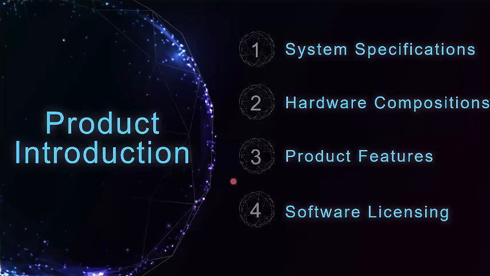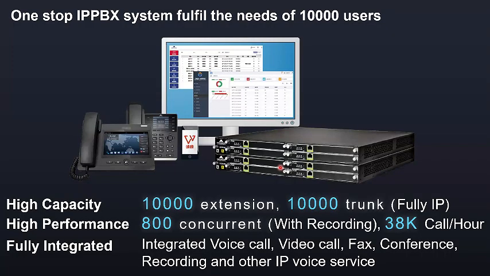So yeah, with regards to the product introduction, we have divided this into the system specifications, hardware compositions, product features, and of course the software licensing. So let's start with the capacity of our OM 8000. As we all know, OM 8000 is our latest IP-PBX.